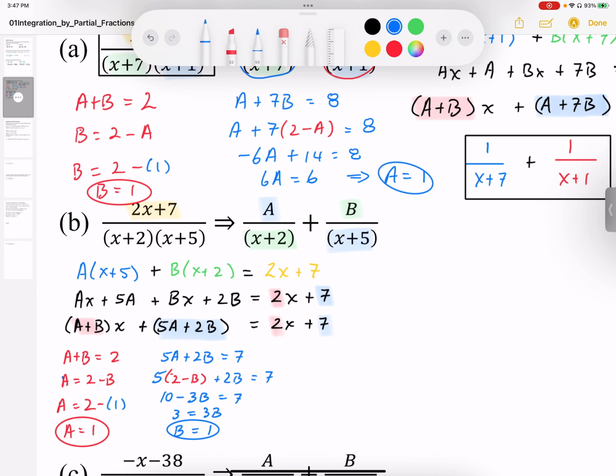So my decomposed fraction then becomes a over x plus 2, that's going to be that fraction there, plus my b is equal to 1, so I'm going to end up with b over x plus 5. And when I crisscross and add the numerator, I'm going to end up with 2x plus 7. Okay, so this is now my partial fraction, which is undoing that addition.